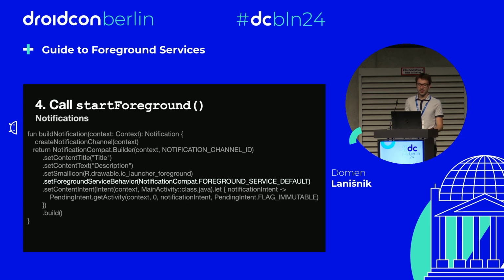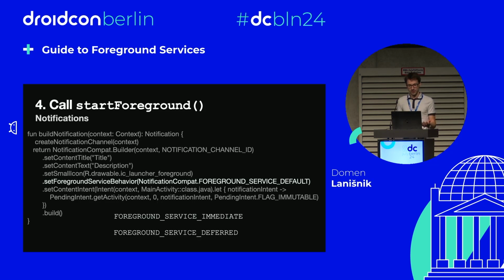Additionally, we have a set foreground service behavior function that accepts a few different flags. And what it does is basically determine when a notification will show up. So as we said, by default, starting with Android 12, the notification will show up only after 10 seconds. If we want to show it immediately, we can use the immediate flag. There's also the deferred flag, which right now behaves the same as the default one, so the notification is displayed after 10 seconds.